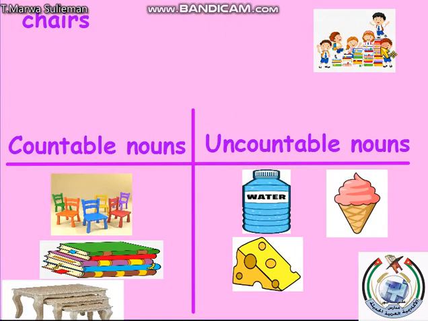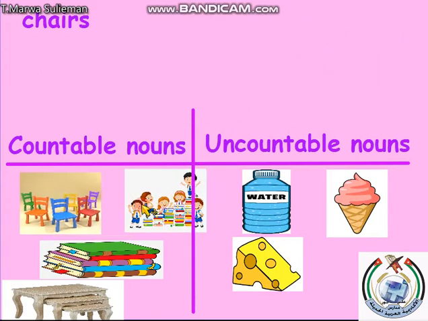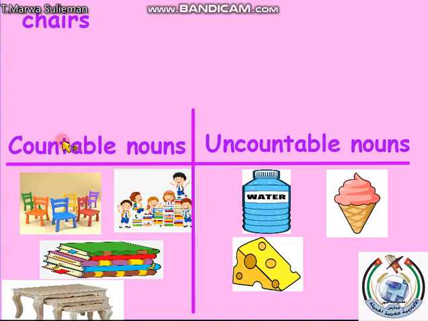What about the last picture? Here we have students. 1, 2, 3, 4, 5, 6 students. So students is a countable noun. So again, my students, countable nouns are nouns we can count, ممكن نعدهم. Uncountable nouns we can't count, ما بنقدر نعدهم. For example, water, cheese, and ice cream.